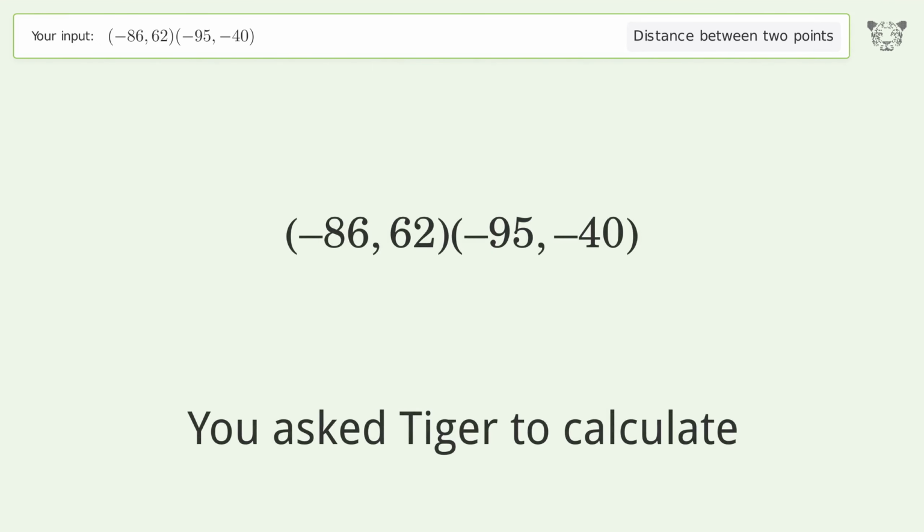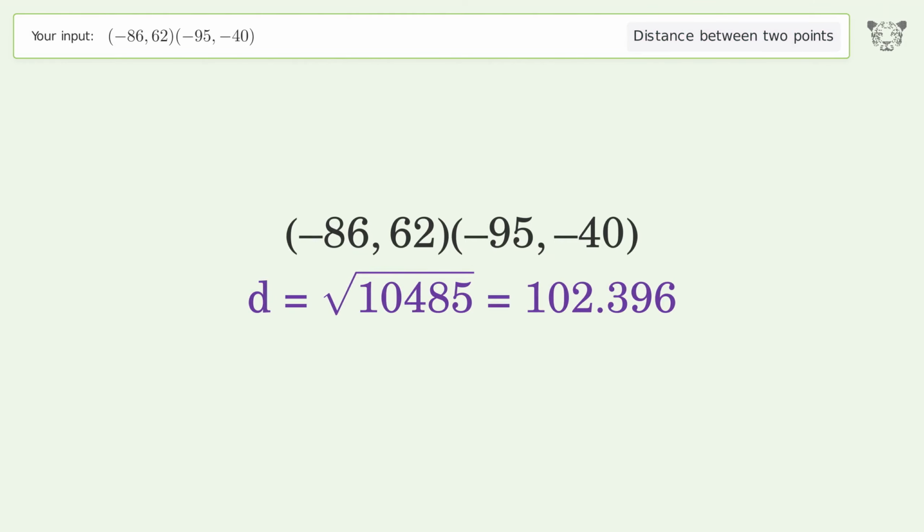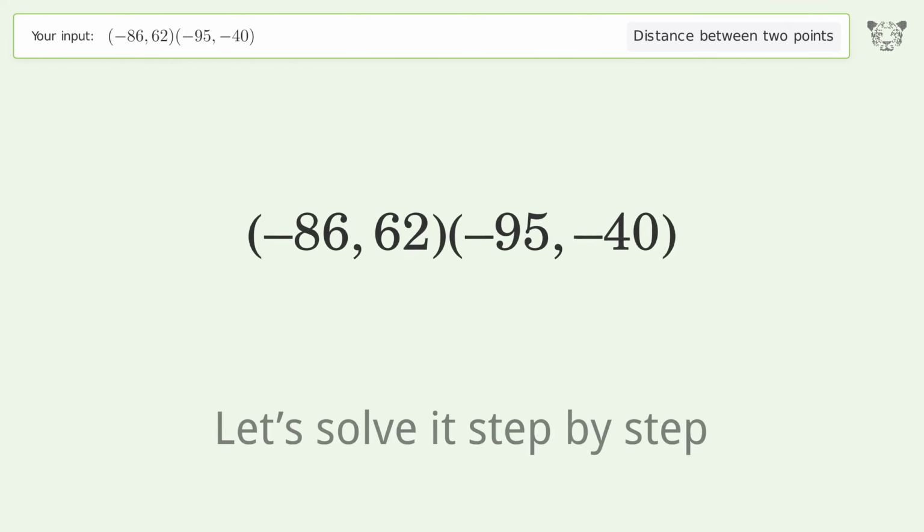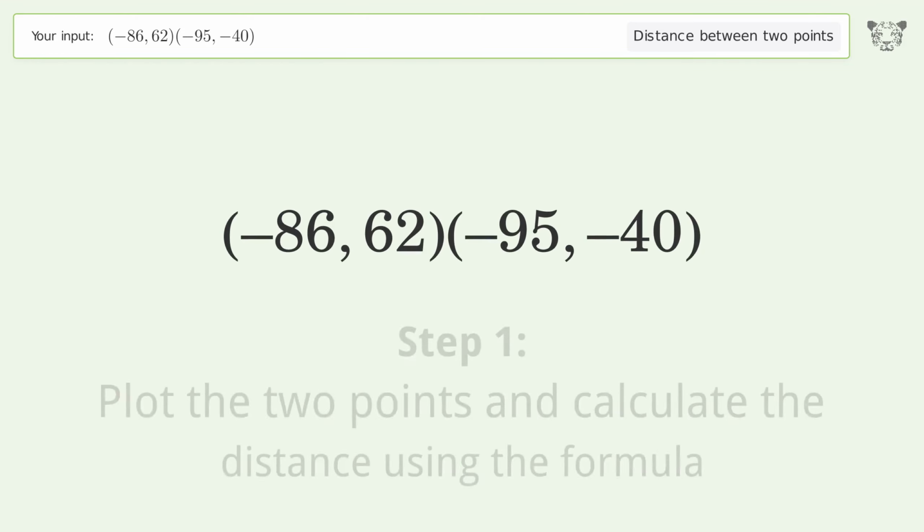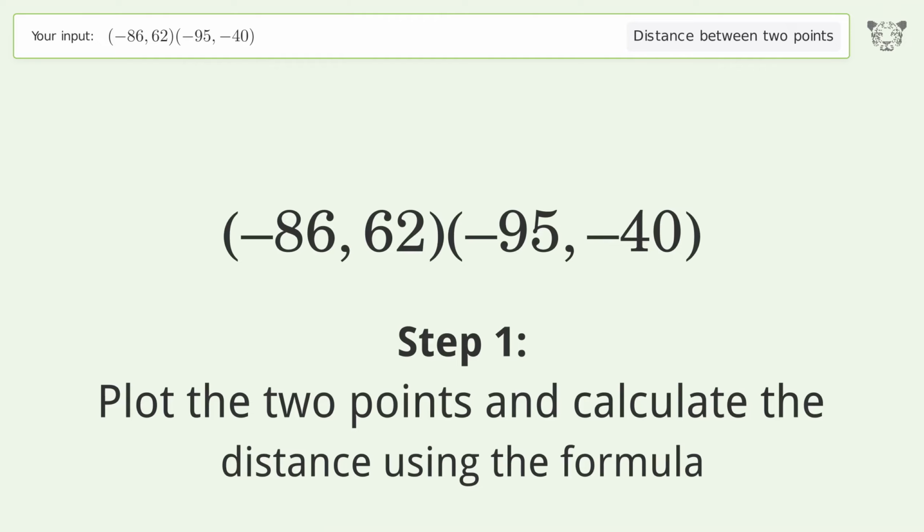You ask Tiger to calculate. This deals with the distance between 2 points. The distance between the 2 points is the square root of 10,485 or 102.396. Let's solve it step by step. Plot the 2 points and calculate the distance using the formula.